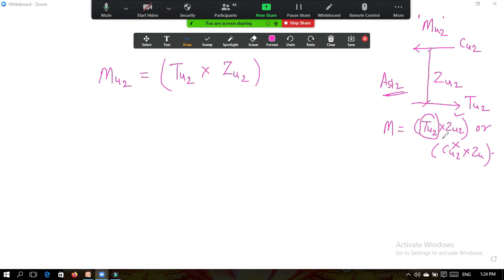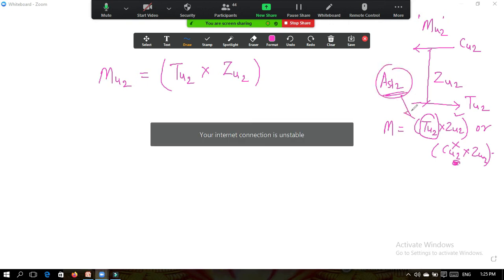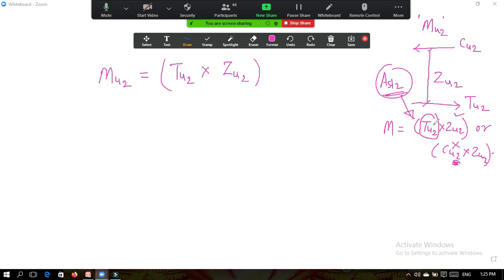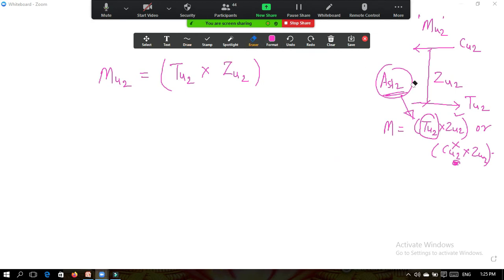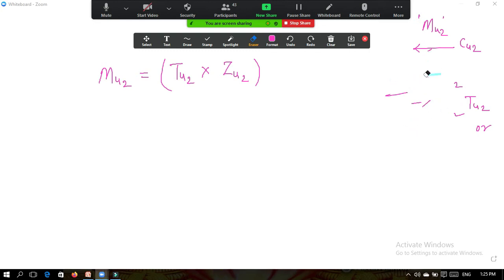नाहीतर तुम्हाला प्रश्न पडतील की नेहमी TU2 into ZU2 का बरं घ्यायचं, हे CU2 into ZU2 का घेत नाहीत? तर घेऊ शकता तुम्ही, पण ह्याचा आपल्याला सध्याला काही उपयोग नाहीये. We want to calculate AST2 आणि AST2 हे कशामध्ये आहे? So the value of AST2 is there in the equation of TU2, not in the equation of CU2. Okay, so remember this. Now I will just rub this because we will require the board.